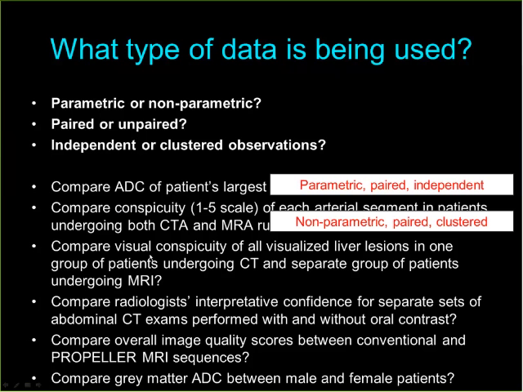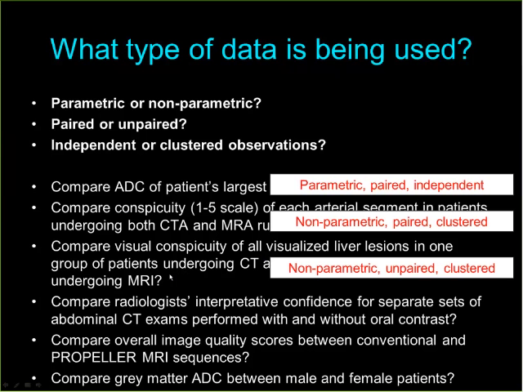Next, we're comparing the visual conspicuity of liver lesions in one group of patients undergoing CT and a different group of patients undergoing MRI. So this is clustered data. We have multiple lesions in each patient. These are whatever liver lesions they see, not just the largest lesion. This is unpaired. It's two different patient groups. We found one group of patients who had CT and another group who had MRI. And these are just subjective conspicuity scores, so this will be non-parametric.